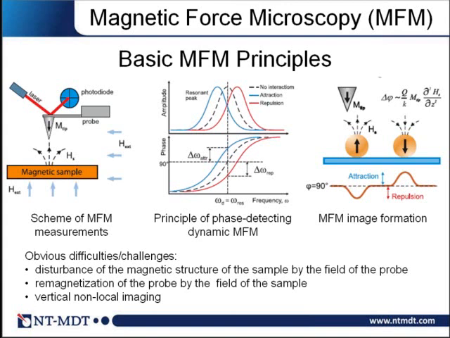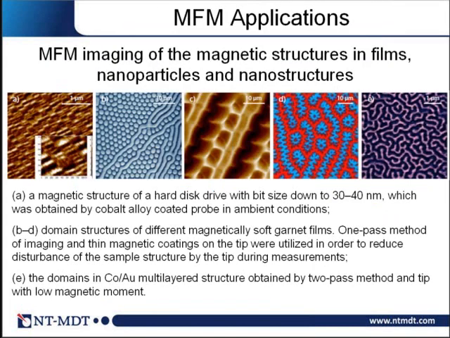However, this non-locality gives you the opportunity to see below the surface. So if you have multilayers, due to the non-local nature of the dipole fields, you can observe not only magnetic properties of the upper layer, but also layers behind the upper layers, and this is in many cases a big advantage for your measurements. So here you see several examples of magnetic force images in different magnetic structures.